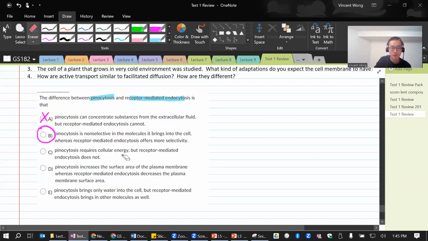Pinocytosis requires cellular energy, but receptor-mediated endocytosis does not. They both require energy, because they're both examples of active transport.